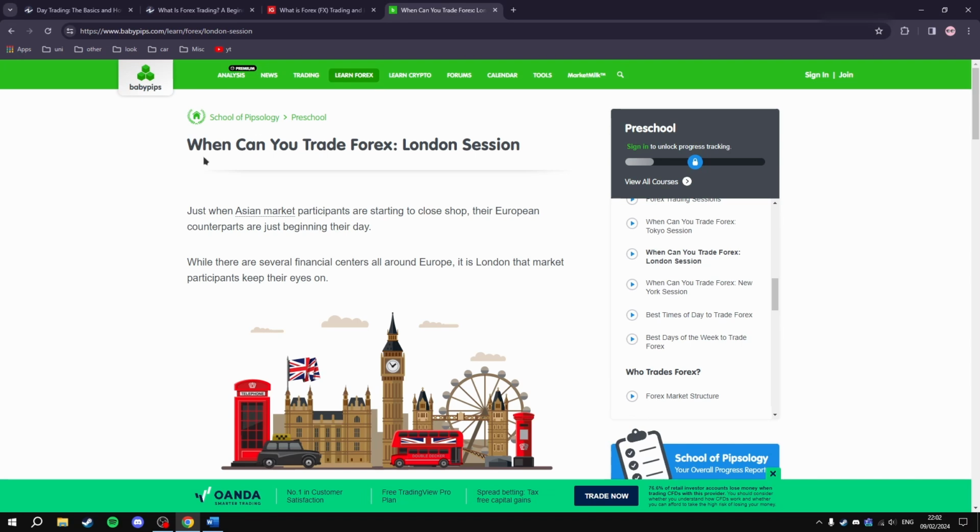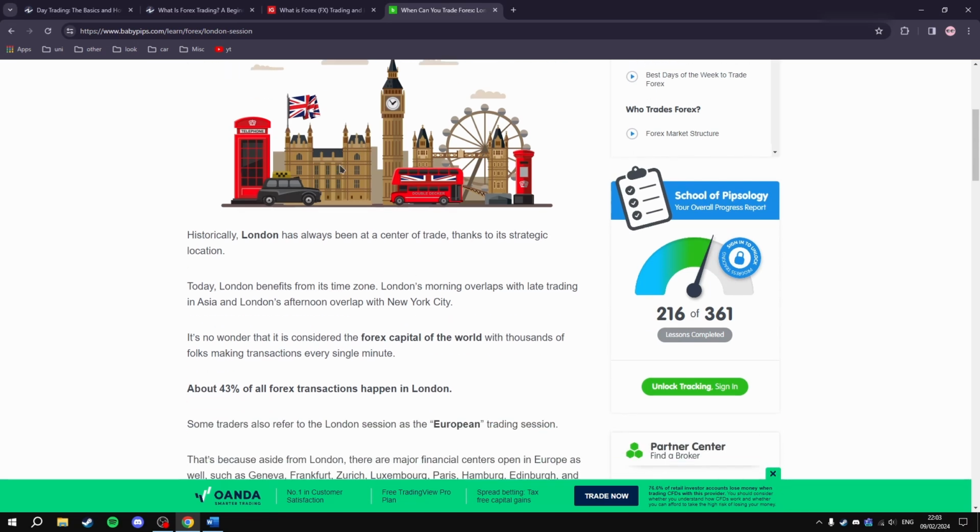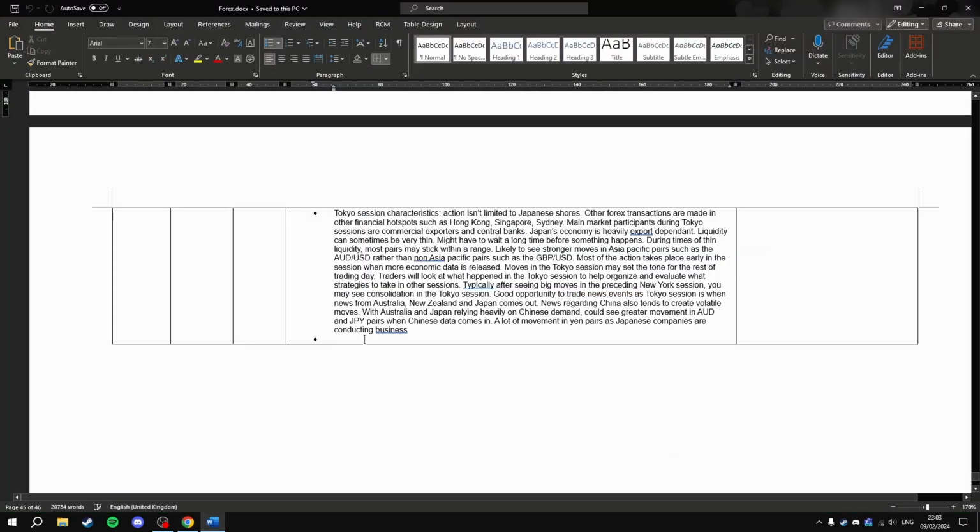Just when Asian market participants are starting to close shop, their European counterparts are just beginning their day. While there are several financial centres all around Europe, it is London that market participants keep their eyes on. Historically, London has always been at the centre of trade thanks to its strategic location. Today, London benefits from its time zone. London's morning overlaps with late trading in Asia, and London's afternoon overlaps with New York City.